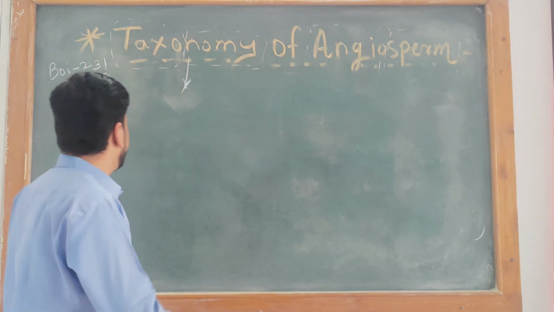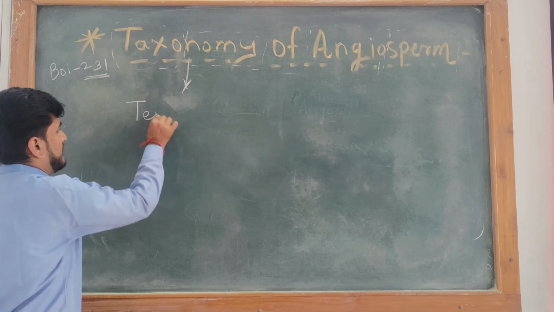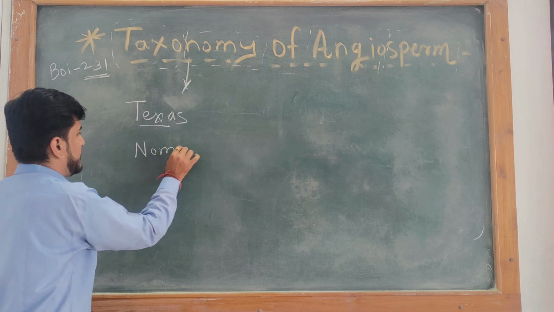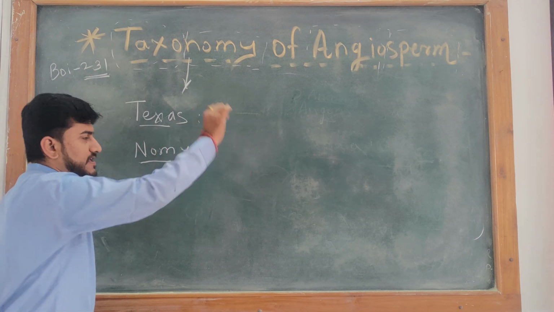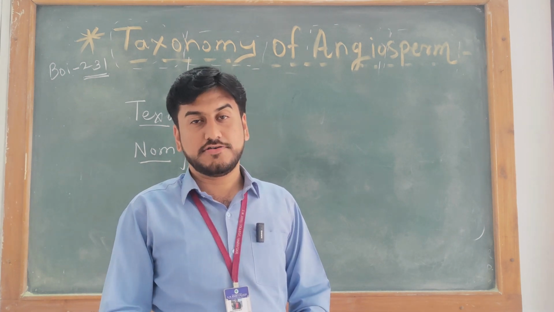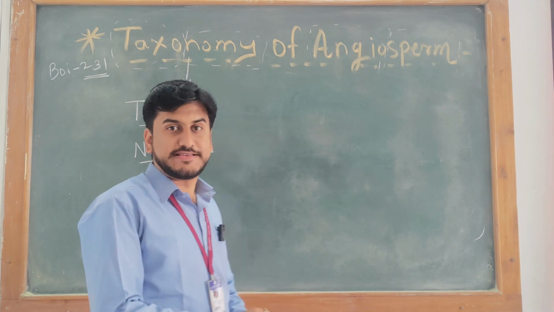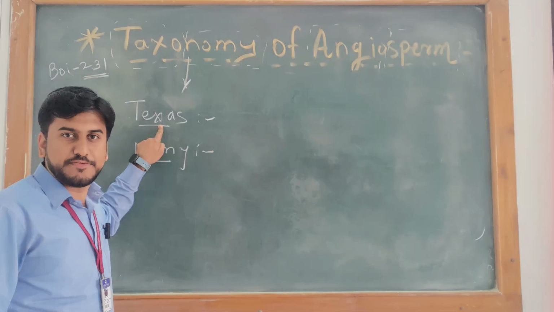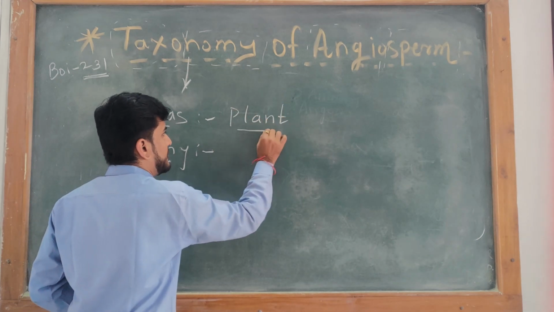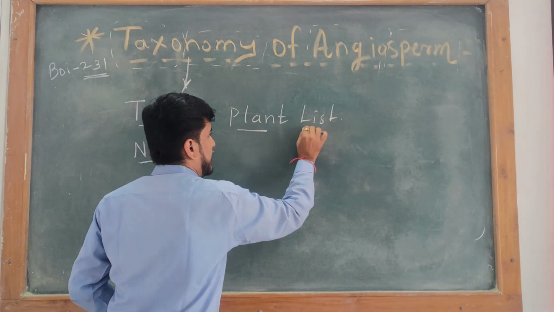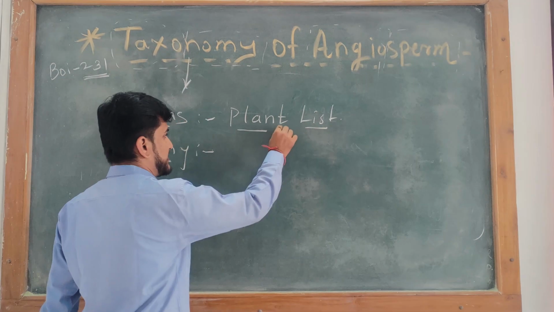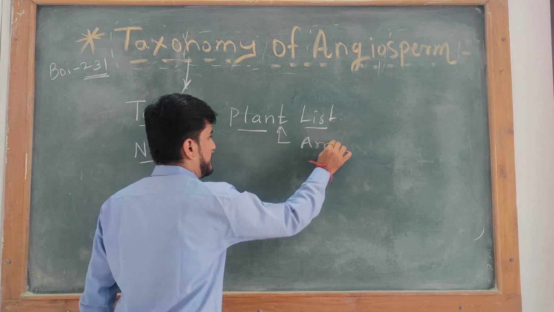Taxis and the second one is nomos. What is the meaning of taxonomy, or taxis and nomos? So first is taxis, meaning plant list or list of the plants, or it is also known as arrangement of the plants. Okay, so taxis means what? Arrangement.